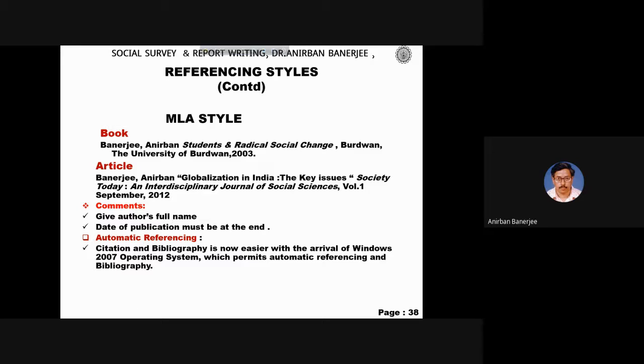Nowadays, in a computer, you can do automatic referencing. So citation and bibliography is now easier with the arrival of the Windows 2007 operating system. It permits automatic referencing and bibliography.